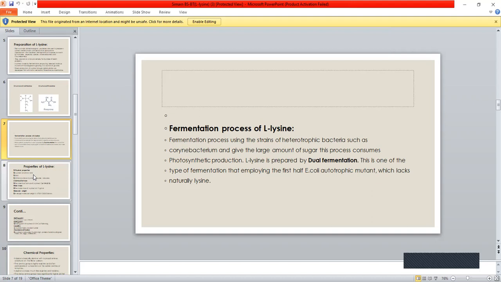This is a type of fermentation employing, in the first half, an E. coli auxotrophic mutant. E. coli is a bacterium which naturally releases lysine.